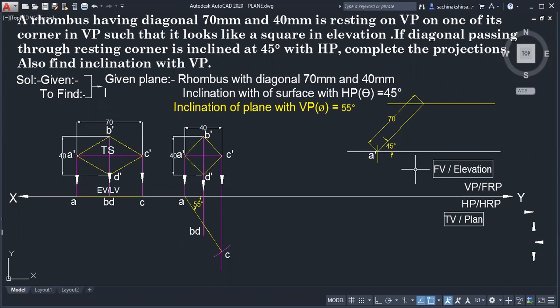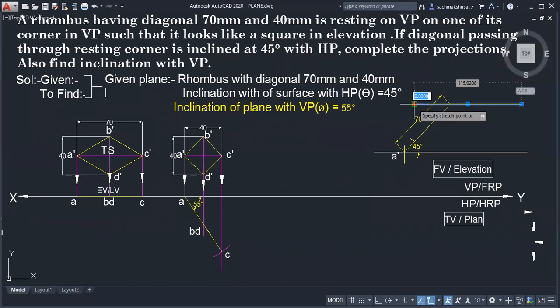Now from this A dash, take a distance of 40 in the compass, and mark it on that locus, the horizontal line we have drawn. There you have to mark that point. What did I do? Take a distance equal to the apparent length, 40, in the compass and mark that distance, taking the A dash point as the center.